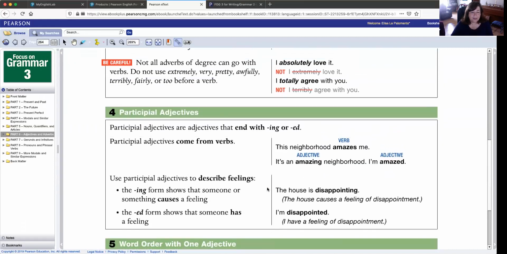Okay. The next are participial adjectives. So these are the adjectives that we talked about that end in either ing or ed. And I was telling you that, well, let's just do it a little bit at a time. Participial adjectives come from verbs. Okay, here are some examples.